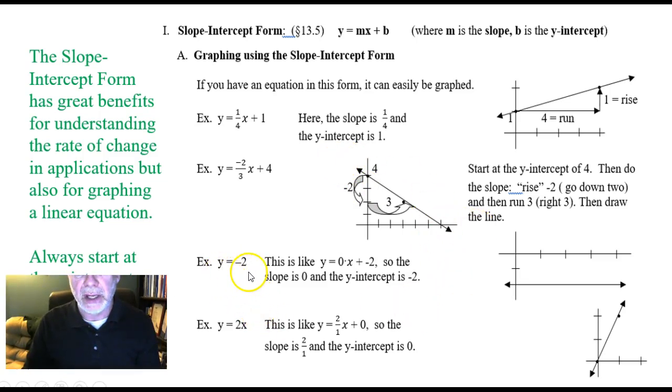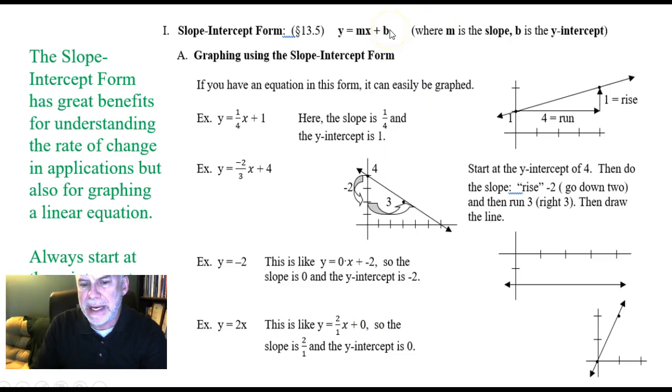Now, if you have y equals -2, well, that's a horizontal line. But you could think of it as y equals 0x plus -2, because the 0x just disappears and gives you y equals -2, which is what we started with. That means the slope must be 0, and it crosses the y-axis at -2. So starting at -2, make a line that has a slope of 0, in other words, a horizontal line. Another example, y equals 2x. This is as if you had a 0 at the end of it.